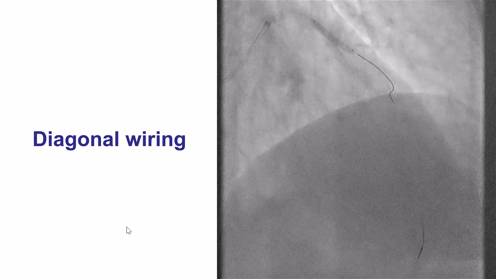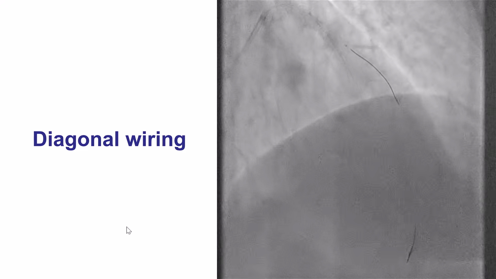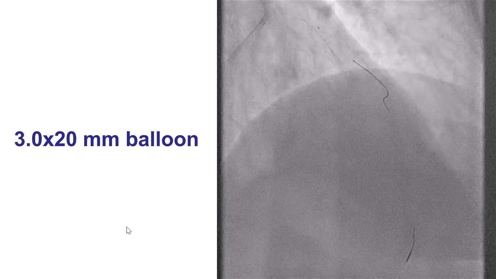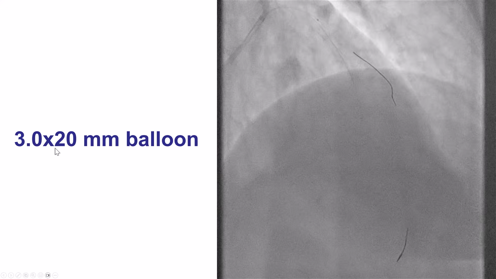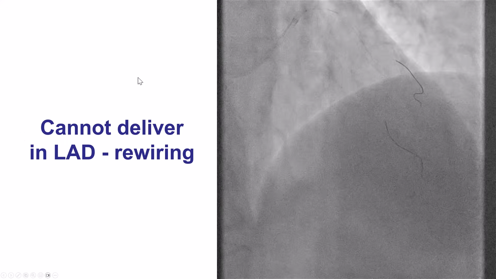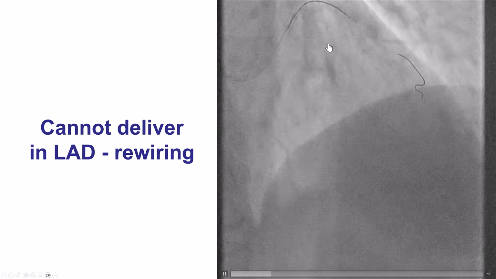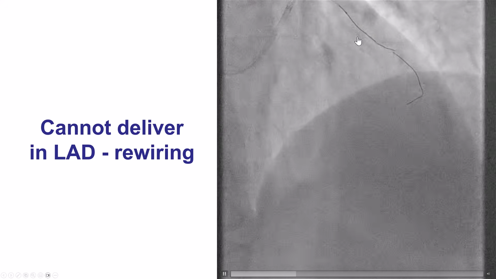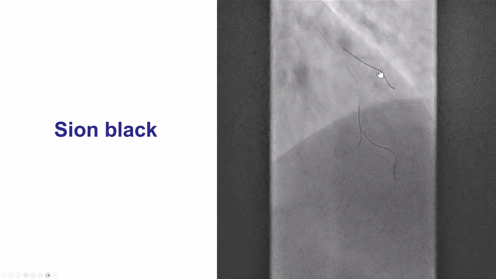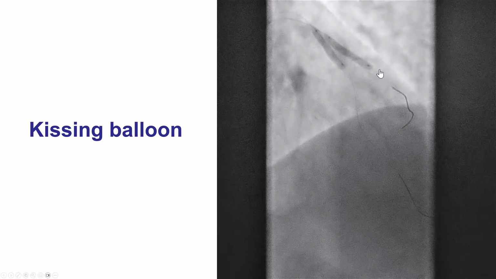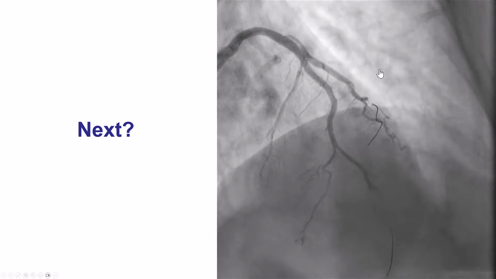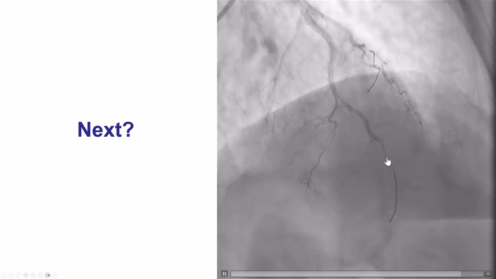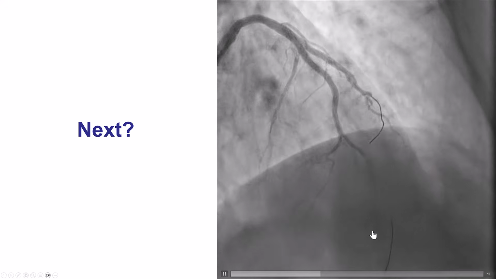Given the flow issues with the diagonal, we placed a balloon in the diagonal and did the balloon inflation. That ended up being a problem because we probably displaced the stent into the LAD. Then when we tried to deliver the same balloon into the LAD, we had difficulty getting the balloon through. So we ended up rewiring the LAD, and eventually we got a small balloon through and did the kissing balloon inflation in the LAD and diagonal. Now we do have a little better flow, although still we cannot get flow all the way to the distal LAD.